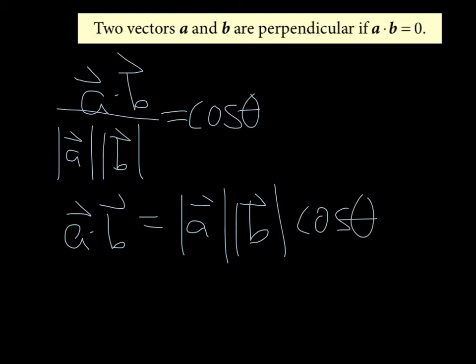Well, if theta is 90 degrees, what's the cosine of 90? The cosine of 90 is 0, so we have something times 0, so A dot B must be 0 if they're perpendicular. We're going to use that in the next example.